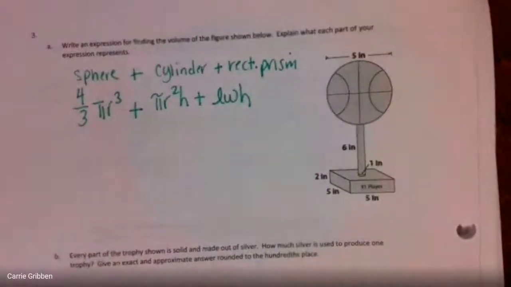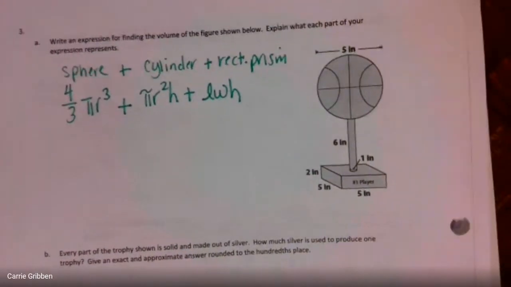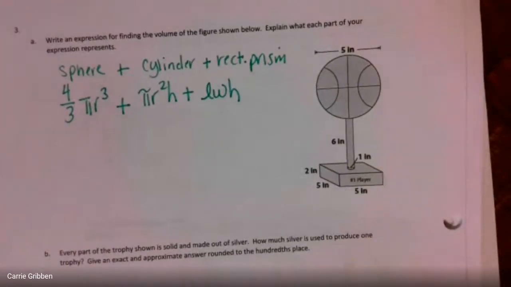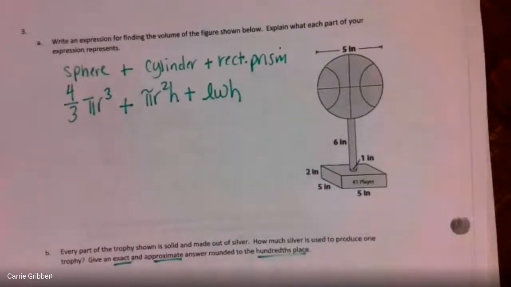That's it. There it is. Those are the three. Sorry, off camera. So that's all they would want you to do for that part, is just to write down the formula. Okay. Part B, how much silver is used to produce, oh, it's a silver trophy. Give the exact and approximate answer to the nearest hundredth place. Okay.